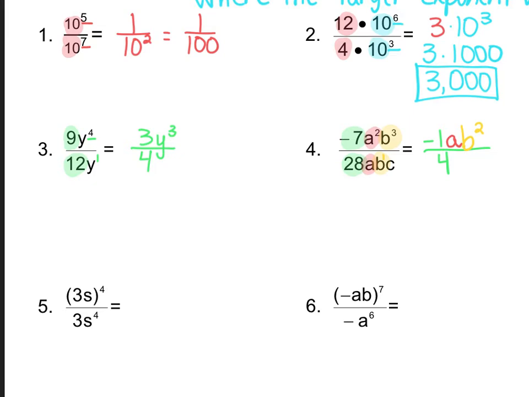And then finally, we have a c in the bottom. And since there's nothing to subtract it from, that c will stay in the bottom. Now, the only thing I would say about this is we really don't need to write that 1. We'd just get used to not writing a 1 in front of a variable. So really, this would be -ab squared divided by 4c.